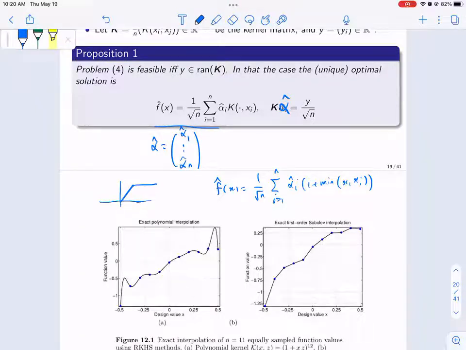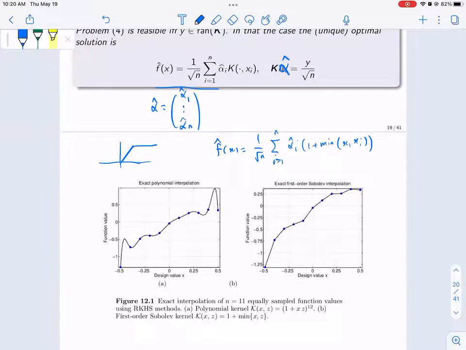So the minimum norm interpolant in the Sobolev space of one kernel would be just a piecewise linear interpolant. That's the smoothest that you can get using a first order Sobolev kernel. If you go to higher order Sobolev interpolants, you get a smoother function. Okay, but this is interesting.